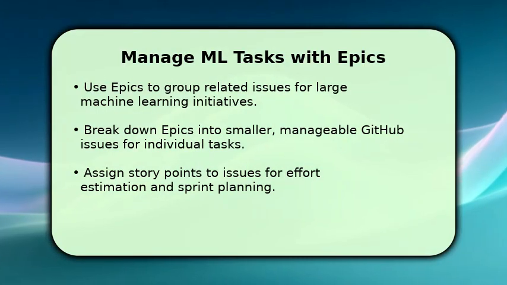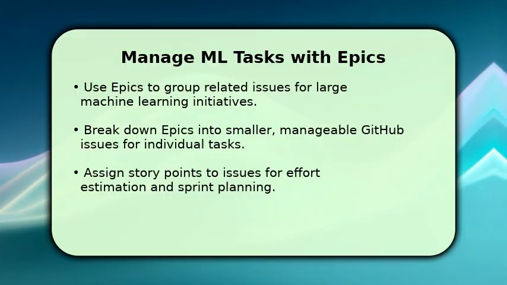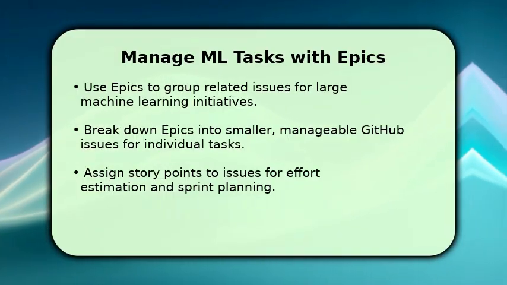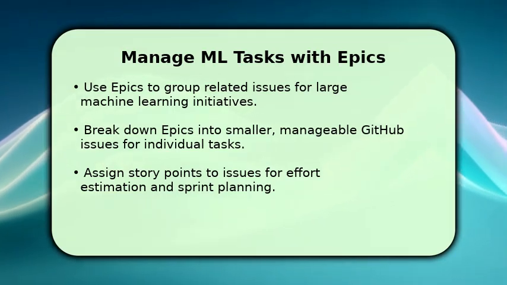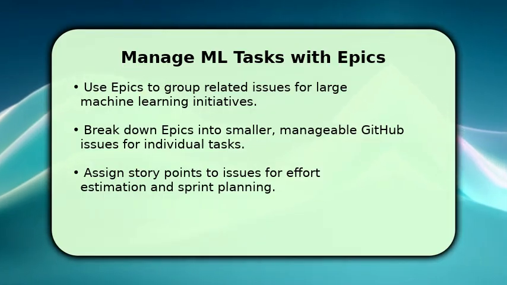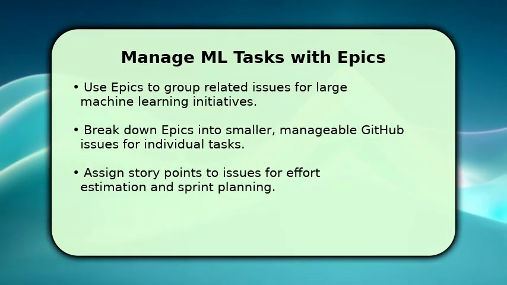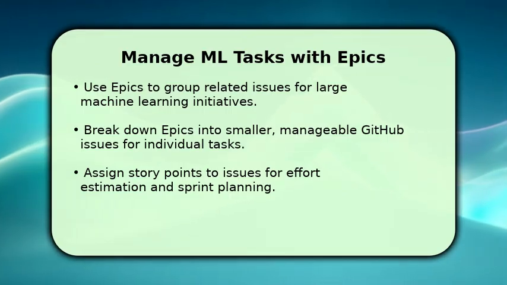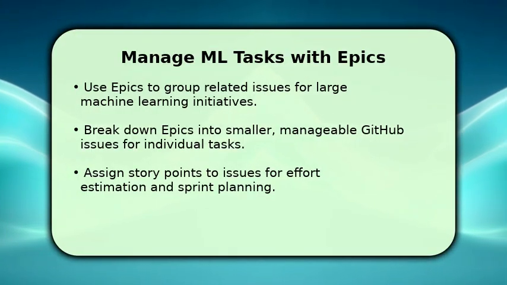Zen Hub's epics are perfect for managing large machine learning initiatives, like developing a new recommendation engine or improving an existing model's accuracy. Break these epics down into smaller, actionable GitHub issues, such as implement new data pipeline or train model with new dataset. Assign story points to each issue to estimate effort, typically ranging from 1 to 8 points. This helps your team plan sprints effectively and maintain a clear overview of project scope and progress.